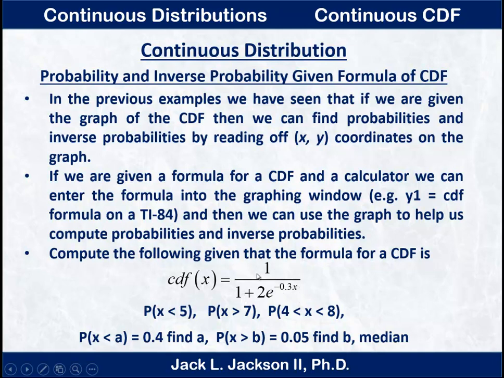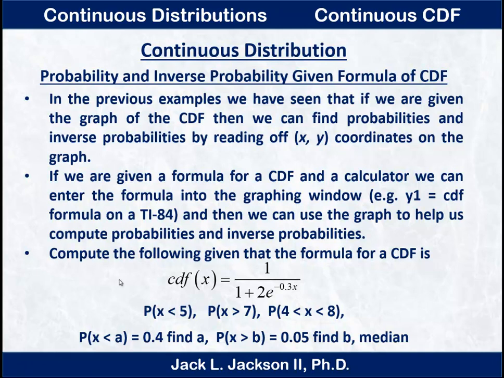You should put around the numerator normally, but since it's just a single number, that's optional. But you also need parentheses around the entire exponent here as well. So you're going to have 1 divided by parentheses 1 plus 2 e to the power parentheses negative, not subtract, 0.3x, close parentheses there for the power, close parentheses for the denominator. Now get that in y1 in your calculator, say if you have a TI-84, or do the equivalent on whatever calculator you have, and then see if you can figure out how to find these probabilities and inverse probabilities.